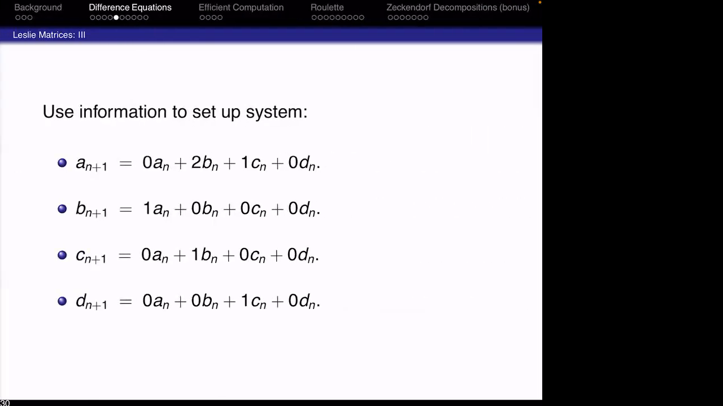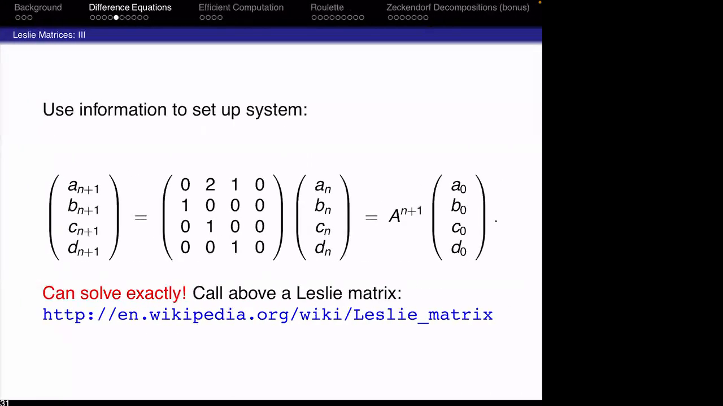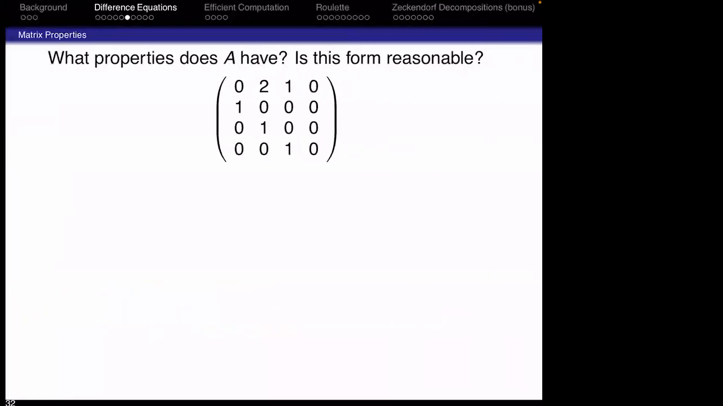And so we can write this down in a little bit more illuminating manner. A_{n+1} is going to be a function of A_n, B_n, C_n, D_n, same for the others. And we can put this into matrix form. So A_{n+1} is going to be 0, 2, 1, 0, and so on. And very similar to the Fibonacci, we can say how many whales we have at time n+1 is just A to the n+1 times the initial conditions, A_0, B_0, C_0, D_0. So if we can understand high powers of matrices, we can actually solve this problem.